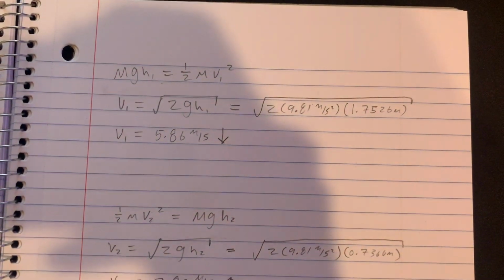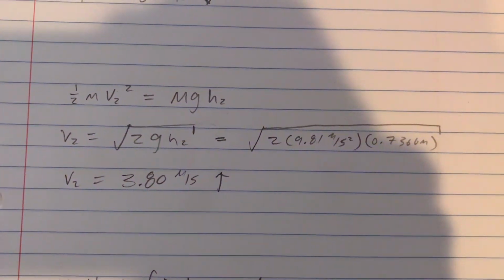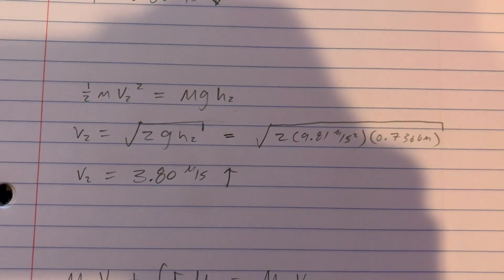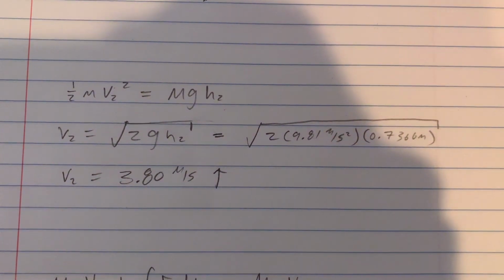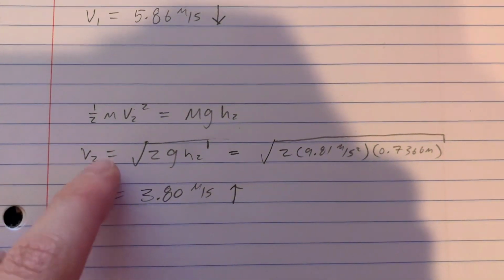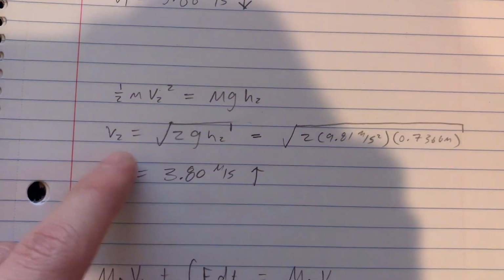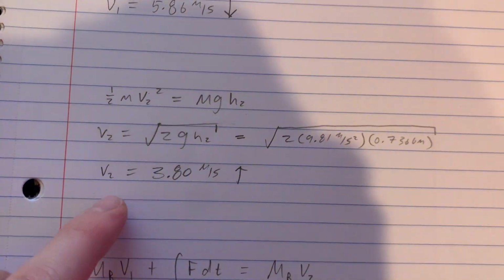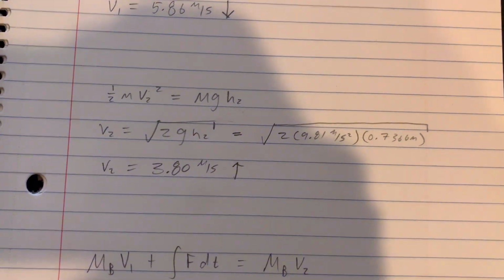And then for h2, knowing that all of the energy after it bounces up must be converted into potential energy, we can set those two energies equal to each other and solve for the velocity as it leaves the ground, and that's going to be 3.80 meters per second up.